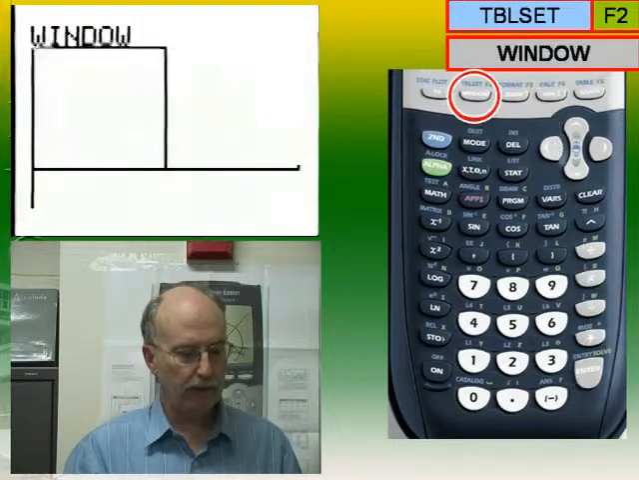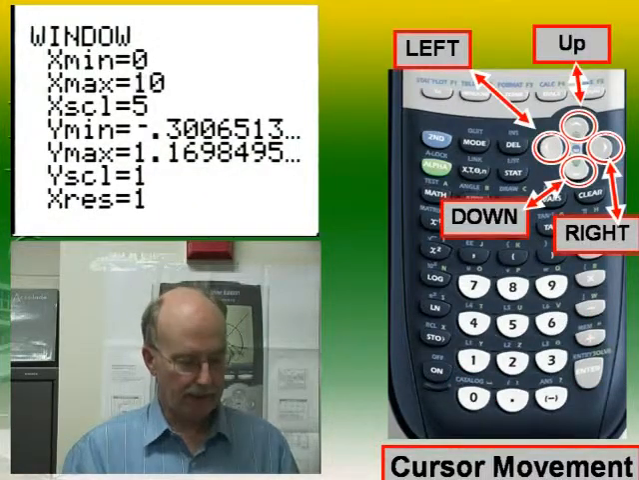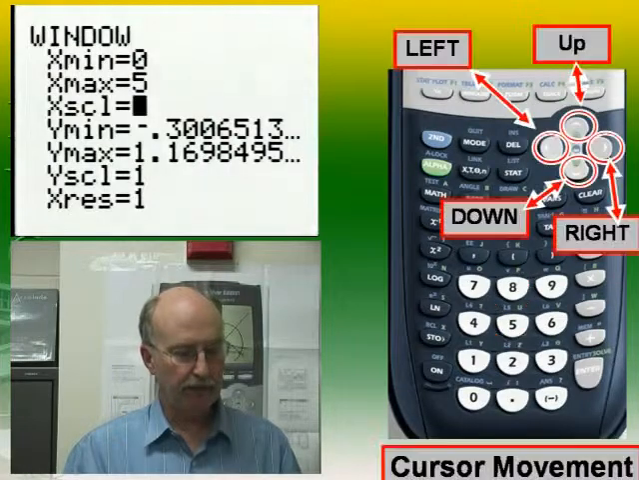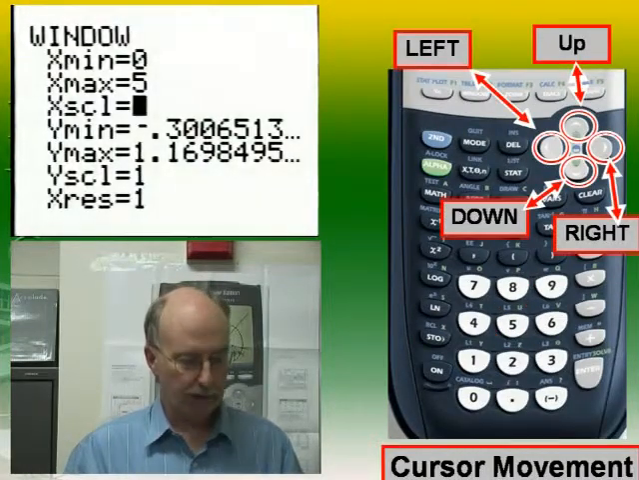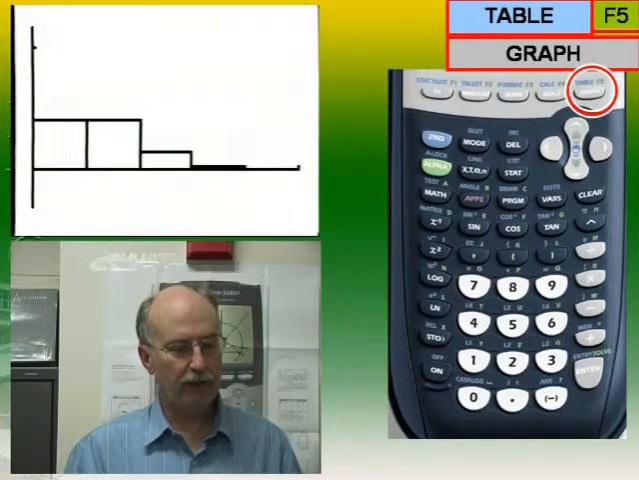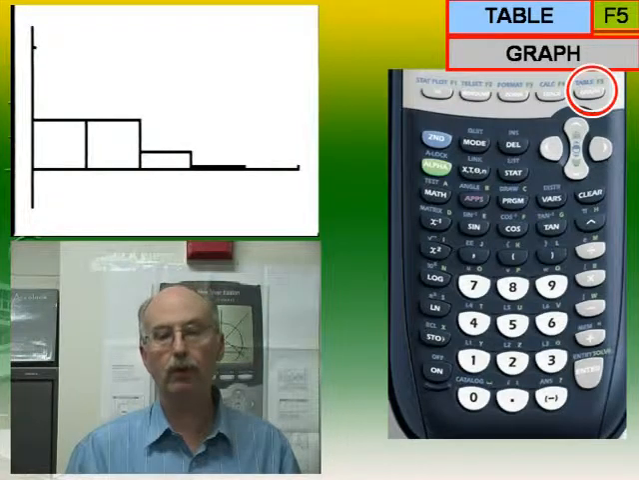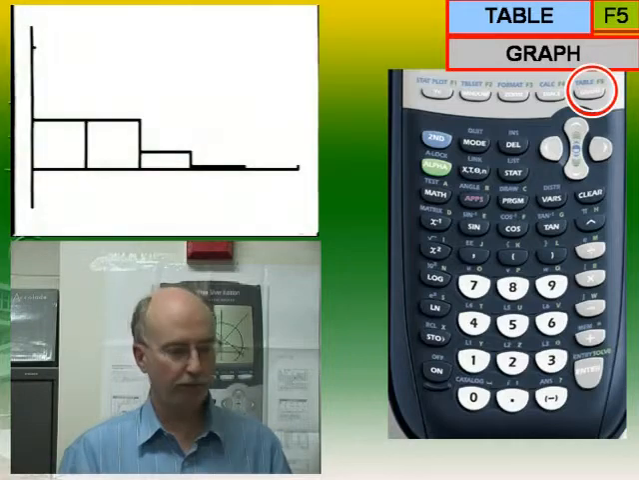We're going to go into window. We're going to set our min is 0, our max is 5. We're going to put our scale at 1, and now we're going to hit graph. And you can see there's our histogram with the two probabilities being equal for 0 and 1. Then we drop down for 2, way down for 3, and is minuscule for 4.